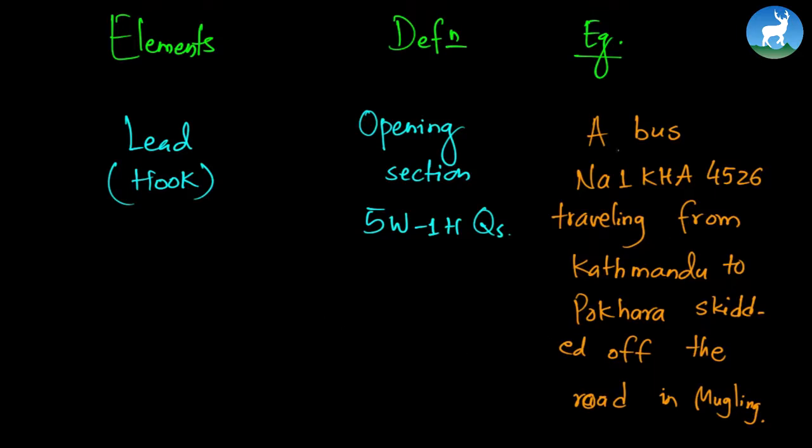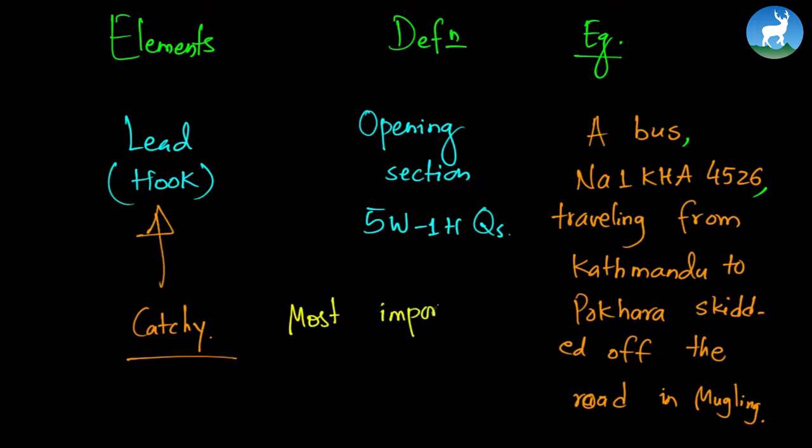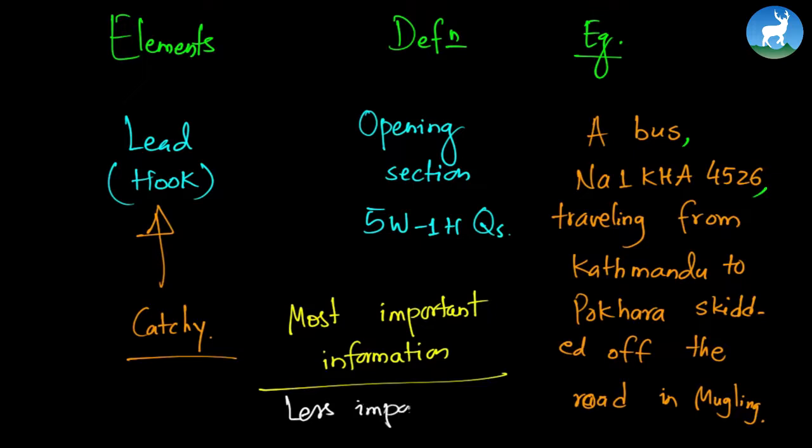So it was raining, the visibility was low, stuff like that. You can write yourself, right? So this is called lead. It is called lead because it hooks you. So it should be catchy. And there's another rule. What is the rule? The rule is most important information followed by what? Followed by less important stuff. So first, most important information followed by less important stuff.